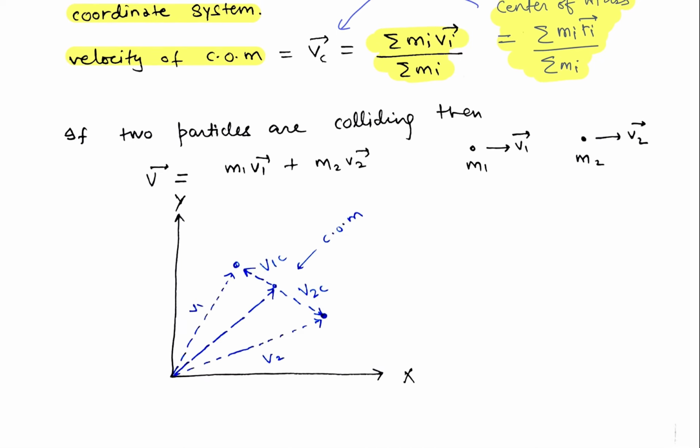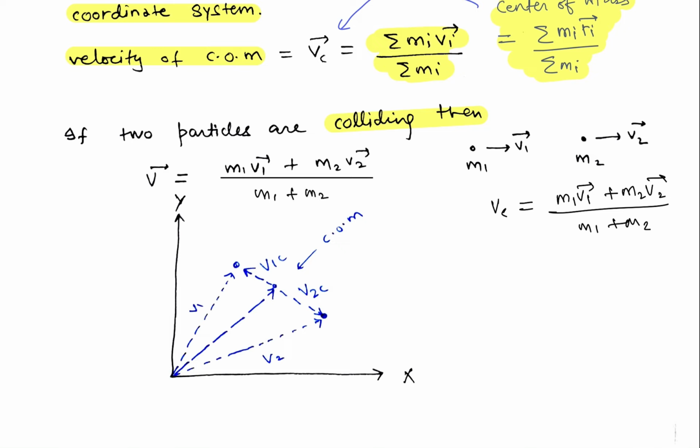So suppose the two particles are colliding. The first particle we have here is m1, the second particle is m2, and m1 is moving with speed v1 and m2 is moving with speed v2, and then they collide. Then we say that the velocity of center of mass would be simply m1 v1 plus m2 v2 divided by m1 plus m2. This is the case.